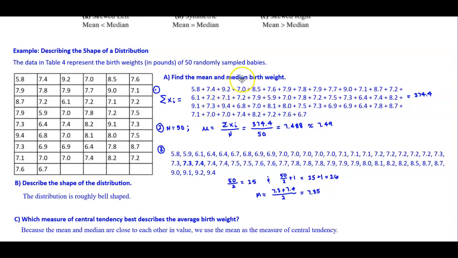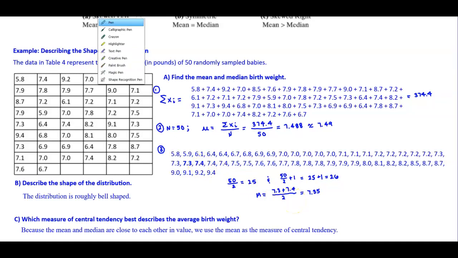Now, we want to find the median. So if we want to find the median, then we have to take all these values and put them in ascending order. So 5.8 is the smallest observation, going all the way to 9.4. Now, if we were doing this by hand, because there's an even amount of numbers, which is 50, then we need to take the value of n and divide it by 2. So 50 divided by 2 is equal to 25. And then we take that value of 50 divided by 2 and add 1. So 25 plus 1 is equal to 26. So that means we're going to look at the 25th and 26th observation in our set. Well, that is 7.3 and 7.4.